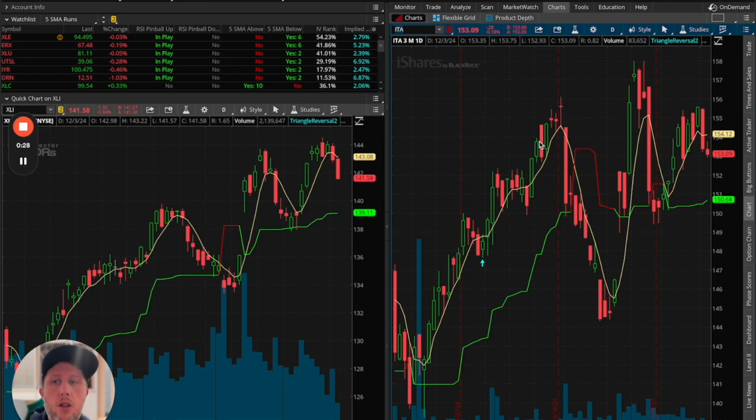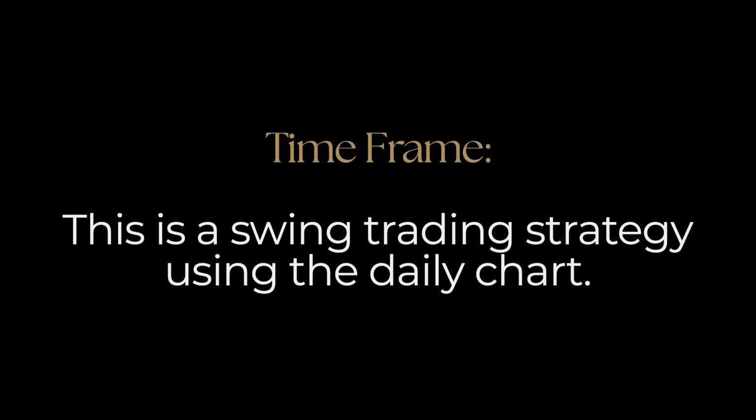So to talk through this setup, I want to talk through what's on my chart to begin with. First off, this is using the daily chart. I use this daily chart because it's a swing trading strategy and you only need to check it about once a day, towards the end of the day near the market close.